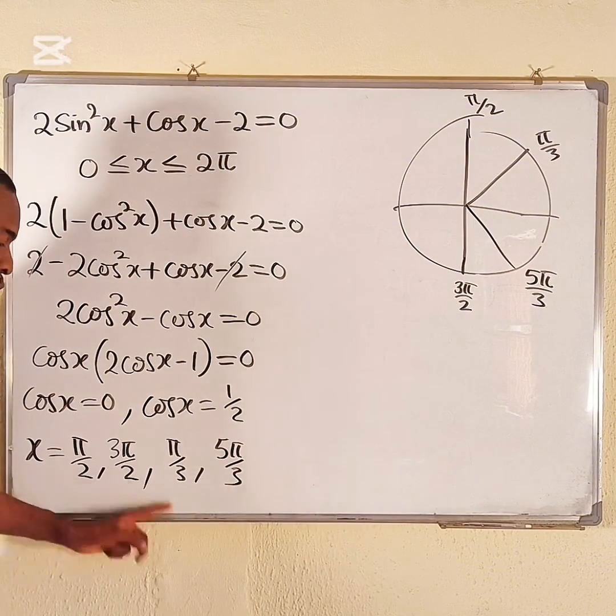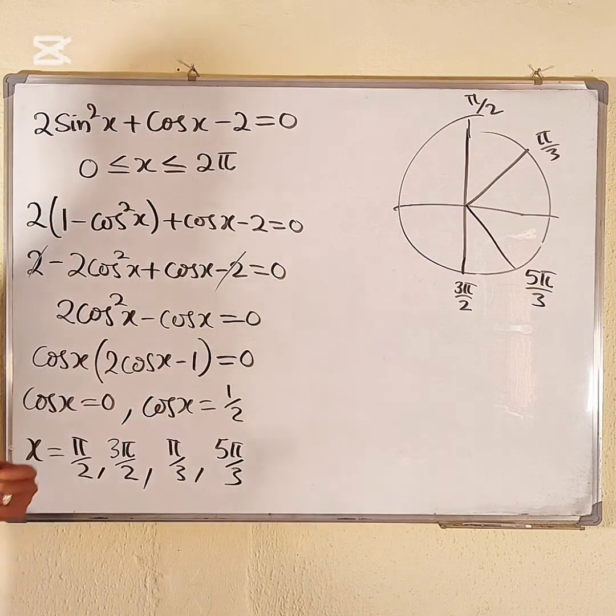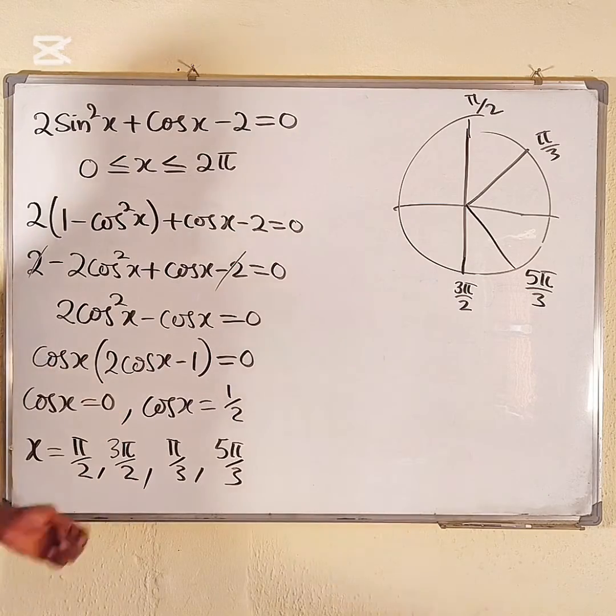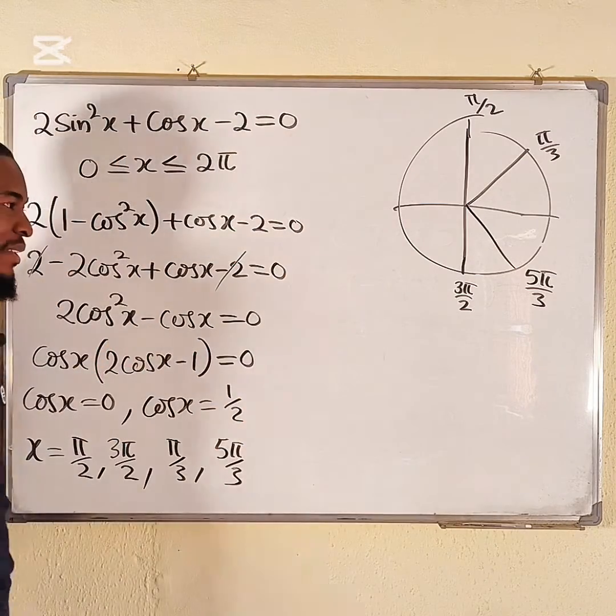So we have 4 solutions from 0 to 360 degrees or from 0 to 2 pi for this particular equation. Simple.